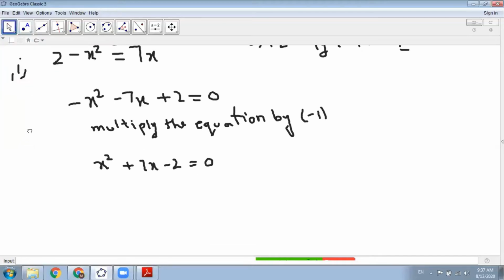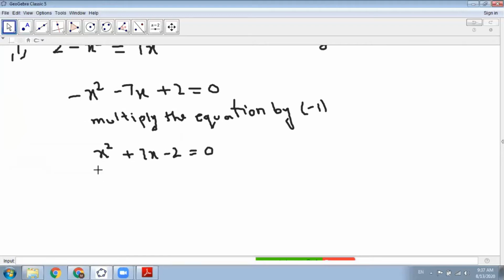Now, when we get the standard form of the quadratic equation, we need to know the values of a, b, and c. We remember the quadratic formula. The coefficient of x square represents a. Here the x square coefficient is 1, so a equals 1. The coefficient of x is 7, and that represents b, so b equals 7. And the constant term is minus 2, so c equals minus 2.